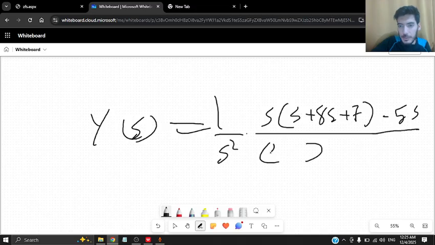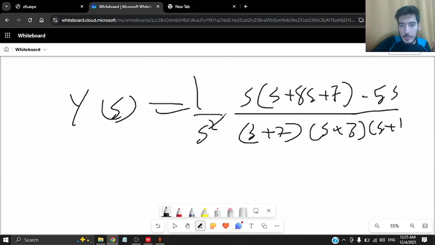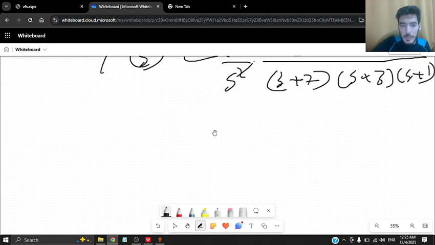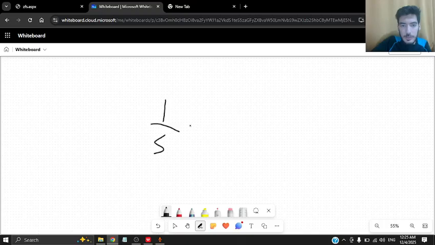And here it's divided by S plus 7 multiplied by S plus 3 multiplied by S plus 1. Now here this 1 S from here will be cancelled with this one here, and if I take this out into another fraction, I can decompose this into S plus 7 multiplied by S plus 1. So in the end it will be 1 divided by S multiplied by 1 over S plus 3.